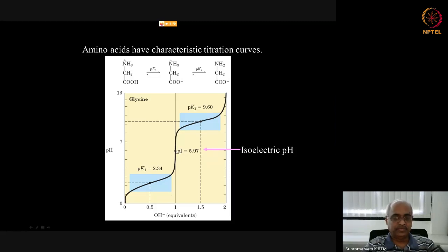The midpoint of that, where the positive and negative charges are equal, is what you call the isoelectric pH. So isoelectric pH is the pH at which the total charge is 0. So the molecule is in this form. Okay. So this applies to amino acids, but since proteins have multiple amino acids, it applies to proteins as well.